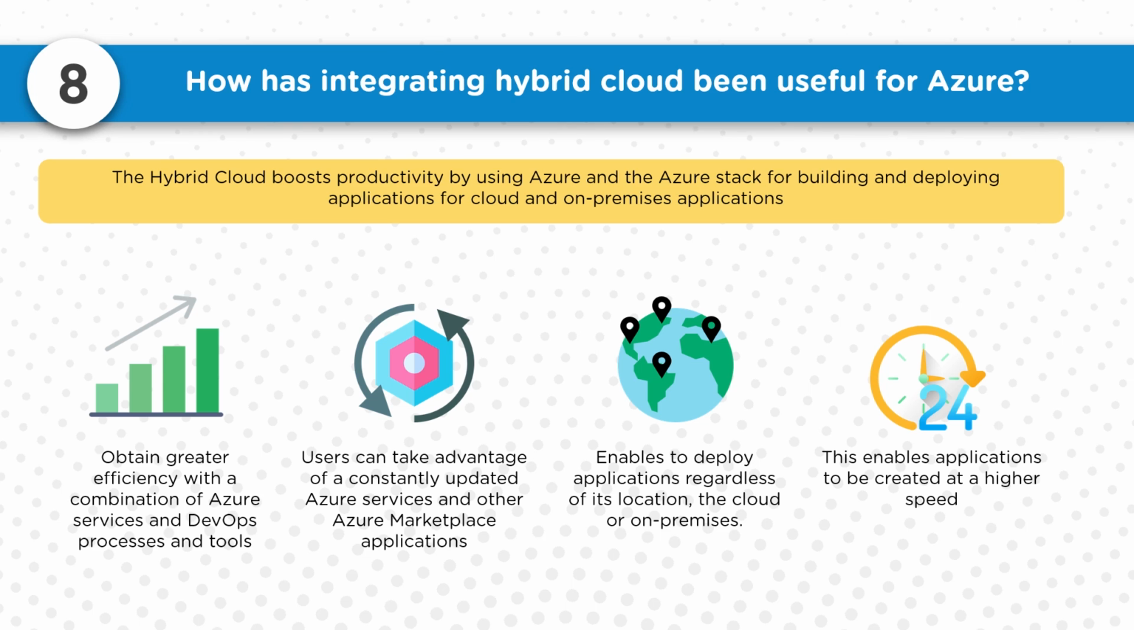And the other benefit is with a hybrid cloud environment, we can simply deploy applications regardless of their locations. In case of on-premises, we'll have to worry about the location, but when we expand our on-premises environment in the cloud, we can pick any of the locations and simply deploy in them. And this enables the applications to be created at a greater speed.